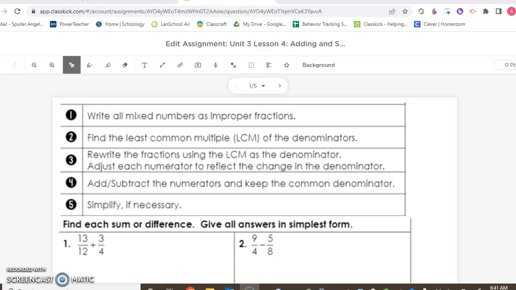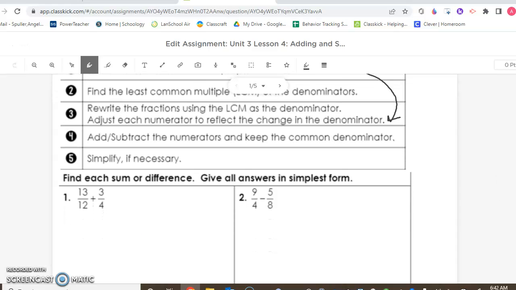So first off, they say write all the mixed numbers as improper fractions. Find the least common multiple of the denominators and rewrite the fractions. Now, I personally like to take this step and move it down here. I like to find the common denominator first. I find it makes it easier.